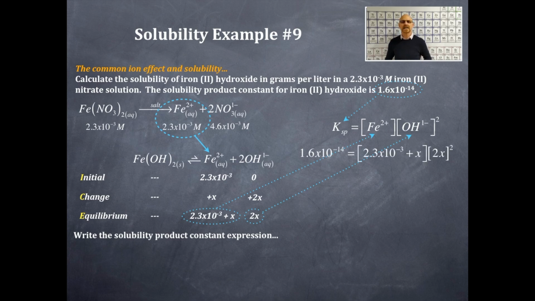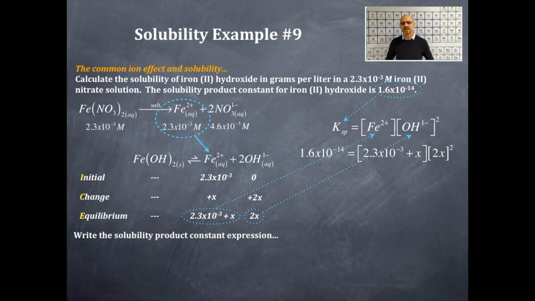On the left-hand side, I have the Ksp at 1.6 times 10 to the negative 14. The iron ion concentration is 2.3 times 10 to the negative 3 plus x. And the hydroxide is (2x) quantity squared. Now, I don't know if you remember this, but way back from the equilibrium unit, 100 times the K, is that less than the initial concentration? If that is the case, then we get rid of the plus or the minus x. So we're going to apply that rule right here.